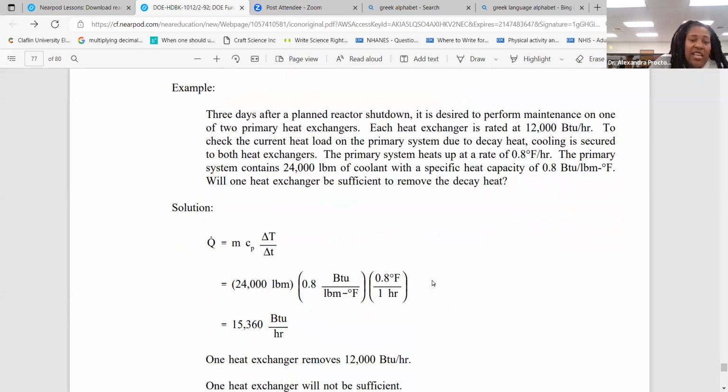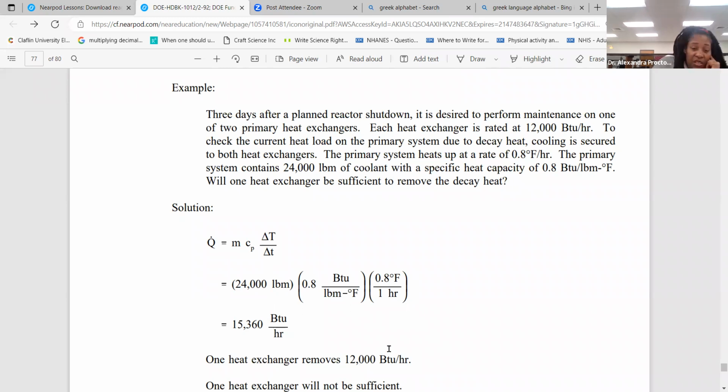And so the equation that's used for this particular problem is Q = MC ΔT/Δt. And then they plug in and solve. So M is 24,000 pound mass times 0.8, which is your specific heat capacity in BTU per pound mass degree Fahrenheit. And then the ΔT/Δt is 0.8 degrees Fahrenheit per hour. Okay.